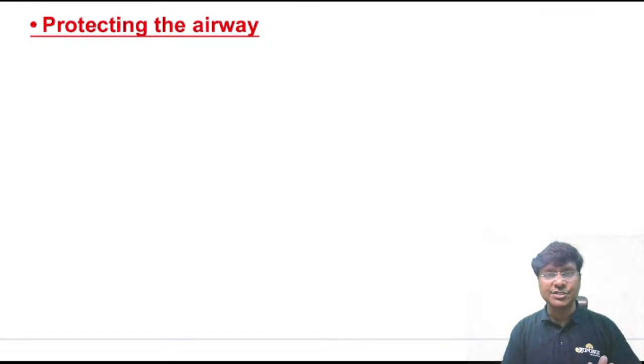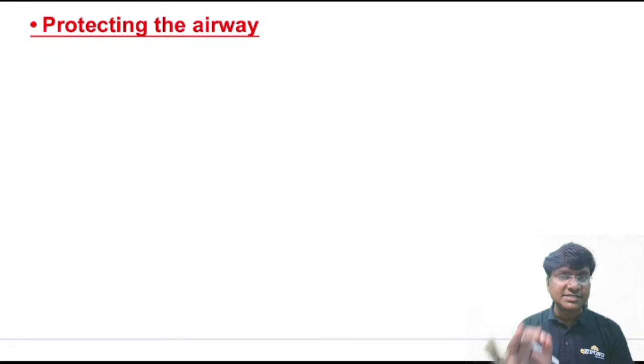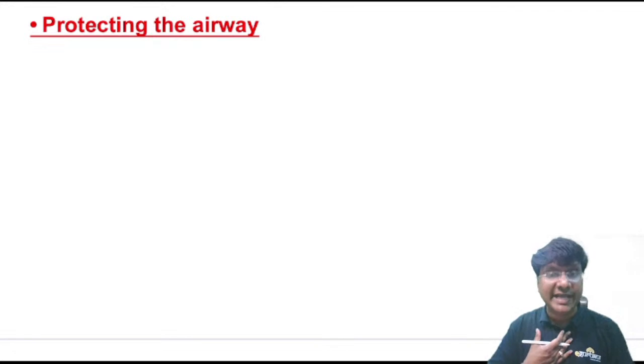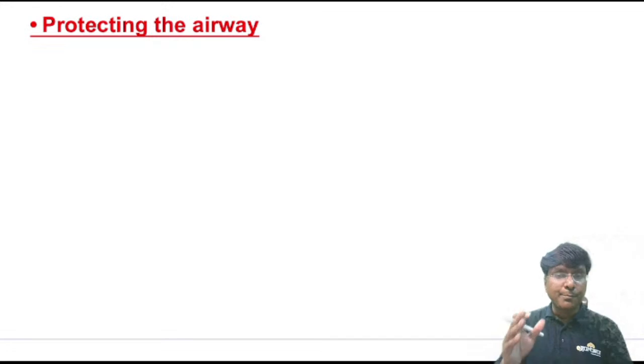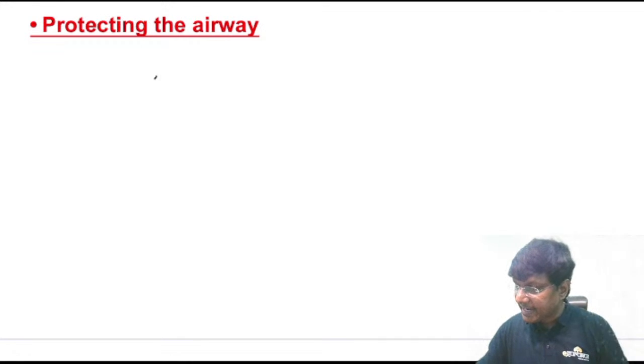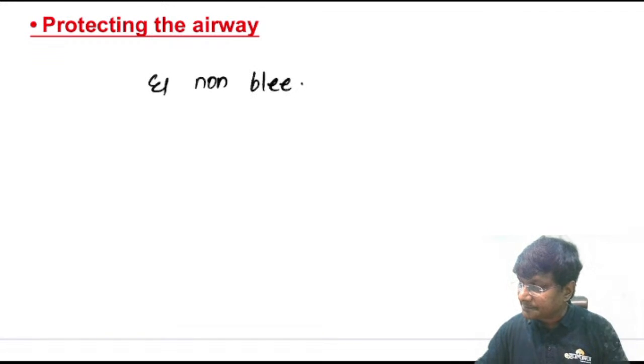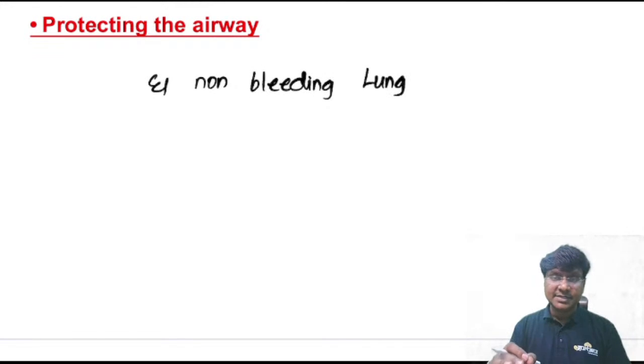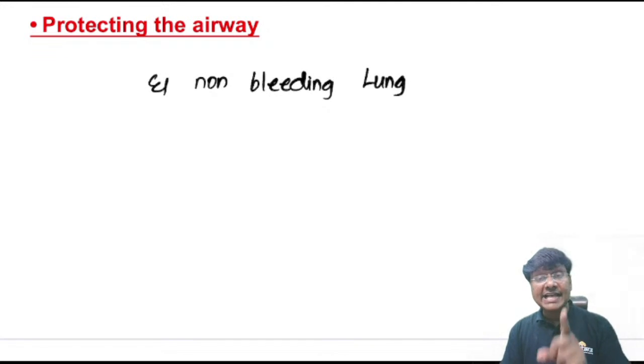You need to do the examination, that is inspection, auscultation, and percussion, and possibly an emergency chest x-ray. By doing the examination and emergency chest x-ray, you will be able to make out from where exactly the bleeding is coming. So protecting the airway and protecting the non-bleeding lung is very much important in the management of massive hemoptysis, because asphyxiation can happen quickly.